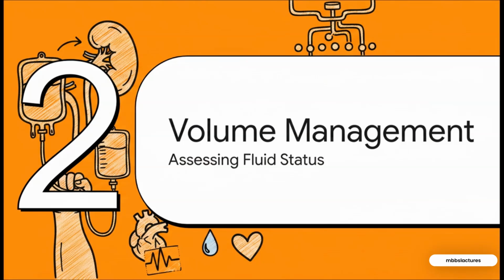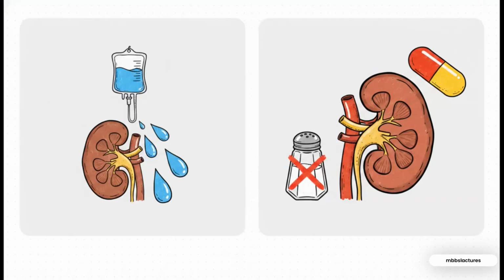Moving on to Section 2, Volume Management. Assessing fluid status is your immediate next step, and it's a huge focus on exams. A critical differentiator to remember is this precise dichotomy. You are basically looking at two opposite extremes. You're either aggressively resuscitating a depleted pre-renal patient with balanced crystalloids, like normal saline or Ringer's lactate to restore perfusion, or you are fighting severe fluid overload in an intrinsic AKI patient using strict salt restriction and high-dose loop diuretics. You absolutely must assess their volume status before writing that fluid order.